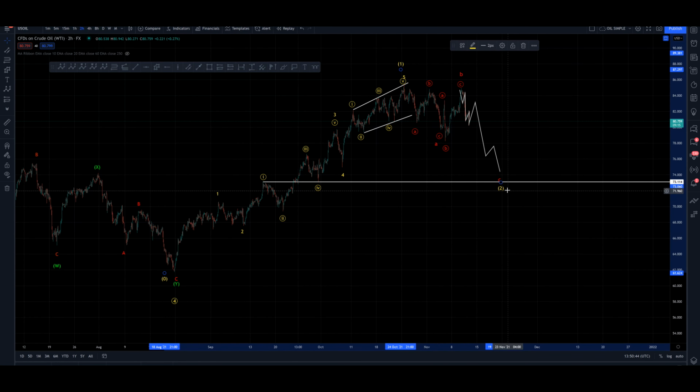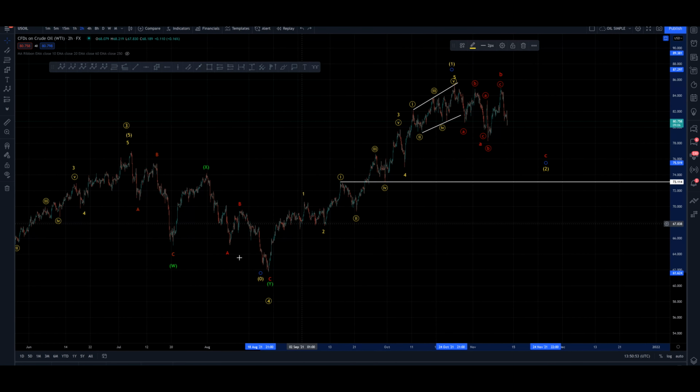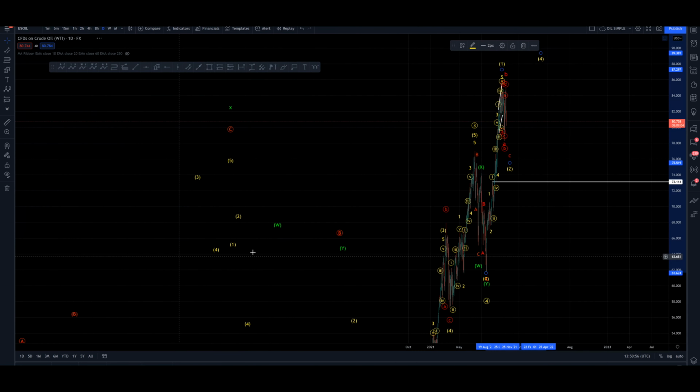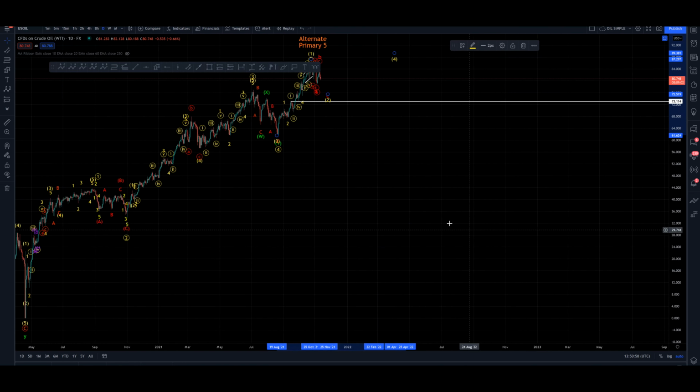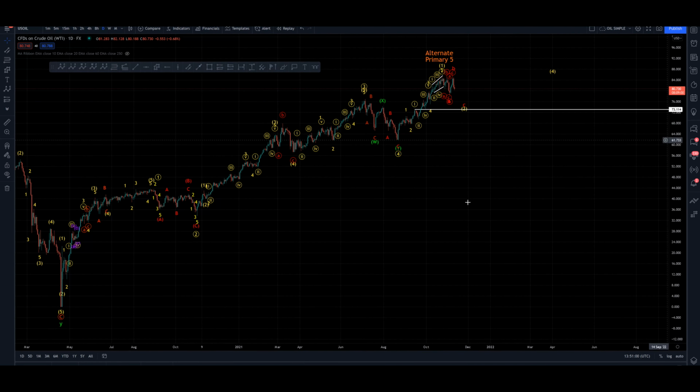We get a larger 1, 2 correction, and this would be A, B, C, regular flat. So we'll just get rid of that. That's about the best I can make of it at the moment. Okay, so if we just zoom out to get a look at the bigger picture for a moment, and just remind ourselves what we're looking at here.